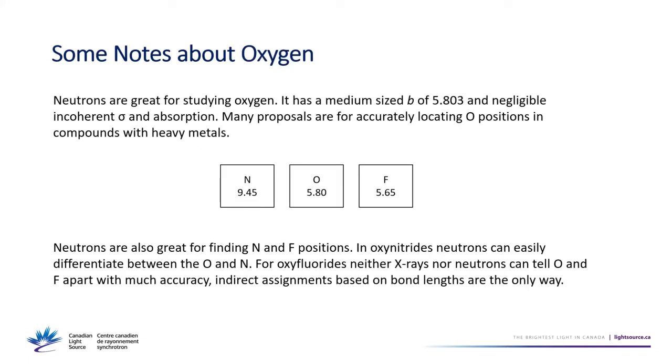And then some notes about oxygen. Oxygen is great for neutrons. It has pretty much negligible incoherent scattering and absorption, and it has a moderate scattering length. So it's very good for finding oxygen in the presence of heavy elements. Nitrogen and fluorine are also good. If you have oxynitrides, you can tell the difference between oxygen and nitrogen, something you can't do easily with X-rays because they have a strong contrast. If you have oxygen and fluorine together, you can't tell them apart very well because with both X-rays and neutrons, they scatter very similarly. So you're just kind of out of luck in that case. You have to use indirect methods, like valence assignments, in order to sort those two out.